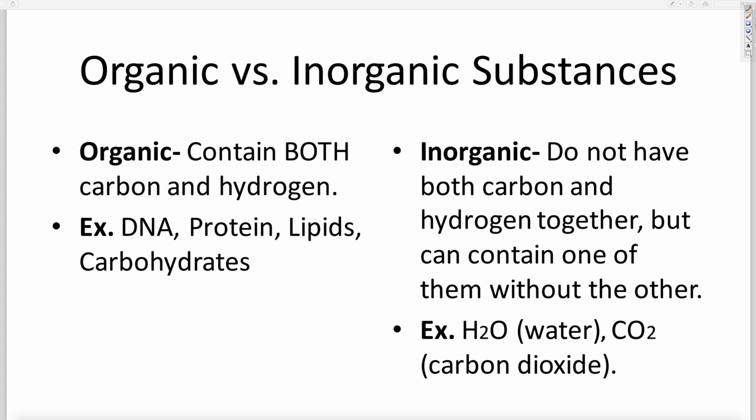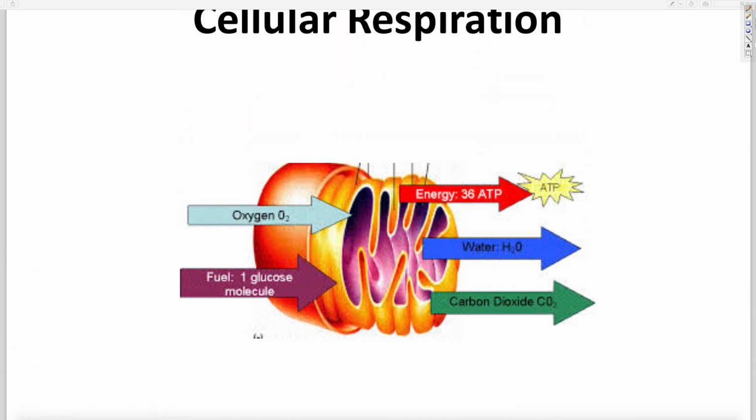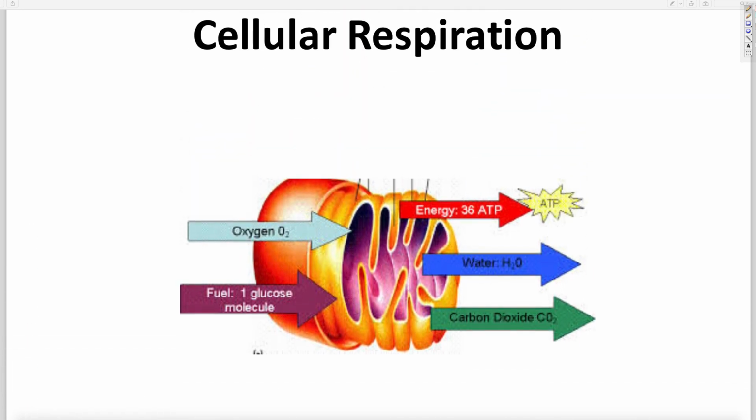Organic has both carbon and hydrogen. So DNA has both. Proteins are organic, lipids, carbs. And then inorganic, like H2O, it only has hydrogen, no carbon. CO2. So they'll ask about organic and inorganic substances. I don't know. We'll see examples. It does come up. Cellular respiration.